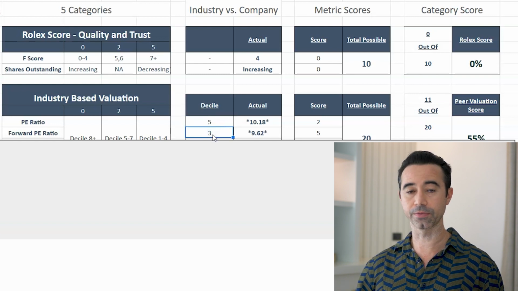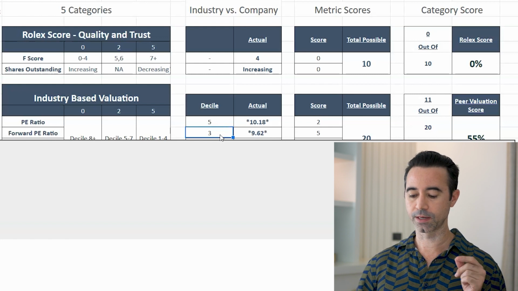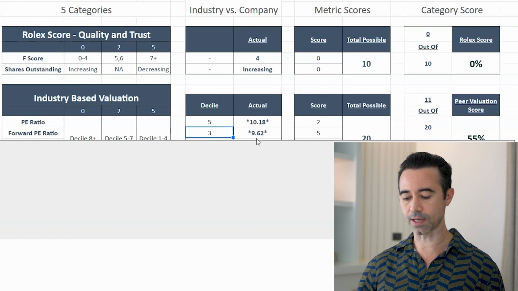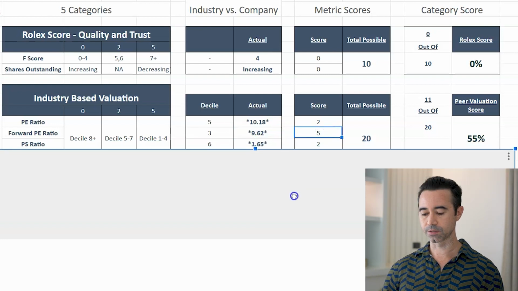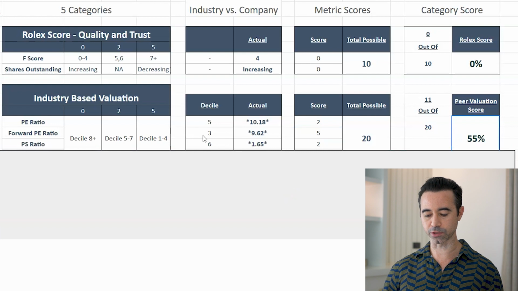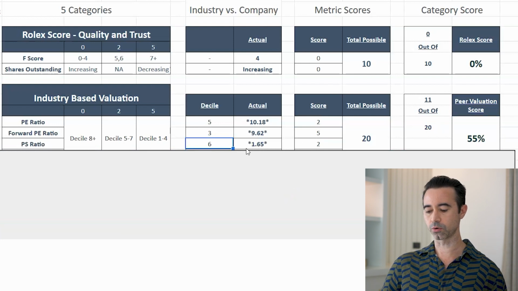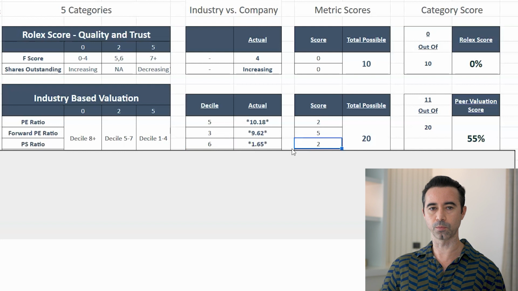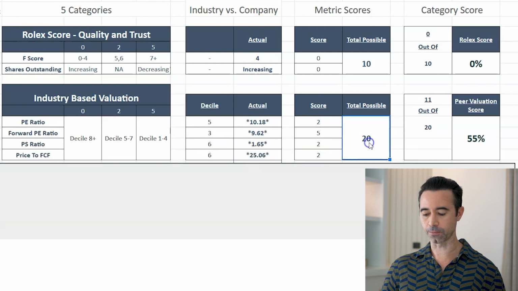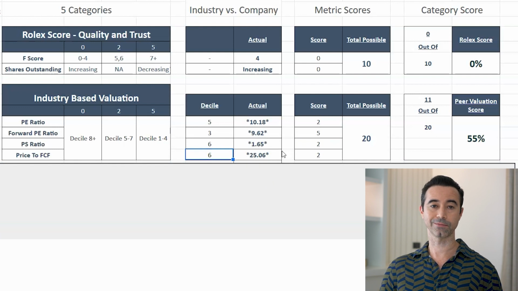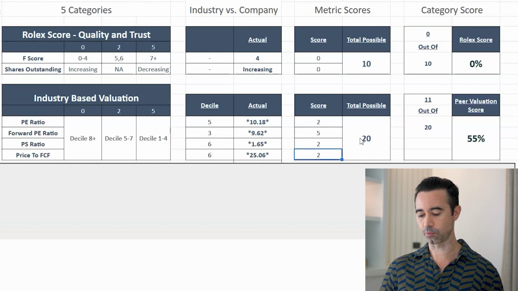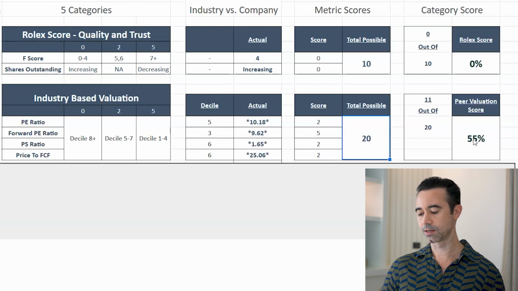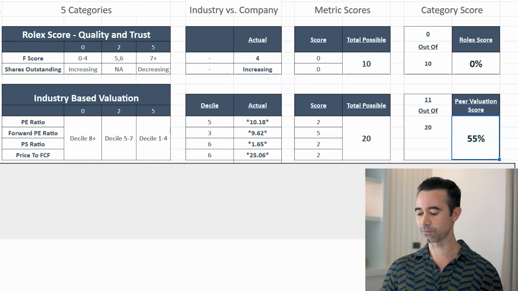Next, for the forward PE ratio, it's in the 3rd decile. That's good. So 9.62 gets a 5, a full score. Then we look at the price to sales ratio, 1.65. It doesn't get full points, but it still gets 2 points. Next, we have price to free cash flow, 25.06. I might think to myself, oh, that's kind of high. Well, compared to the industry, it's not too bad. It's in the 6th decile, so it still gets 2 points. So it gets 20 points, and 55% is the peer valuation score.